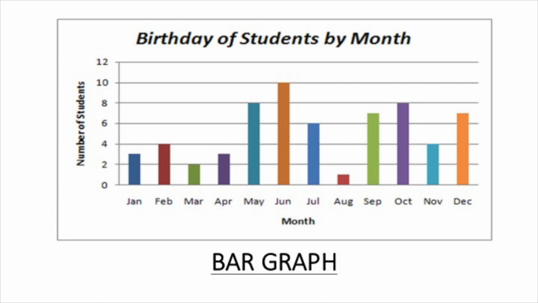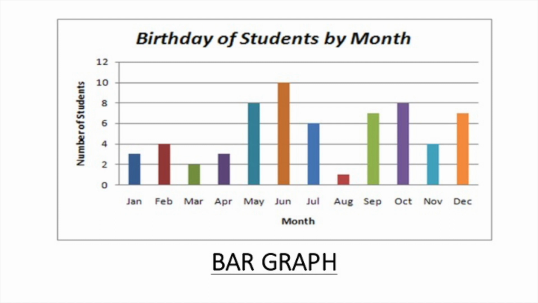This graph shows birthdays of students by month. And at the bottom axis, you can see the different months of the year. January, February, March, April, May, June, July, August, September, October, November, December. Okay, that's the bottom axis, or the horizontal axis. The vertical axis shows the number of students who have their birthday in each month.